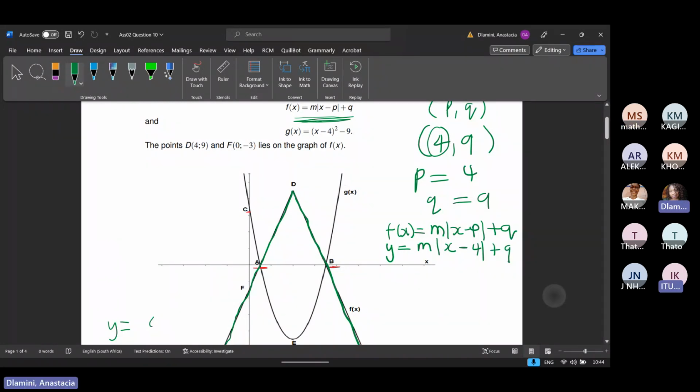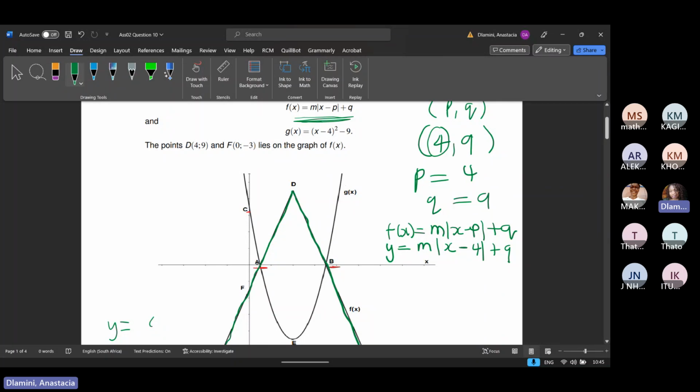Are we done there? No, ma'am, we still need m, the gradient. Now, how do we find m? We go again and look for any other point on the graph, the other point that the graph touches.